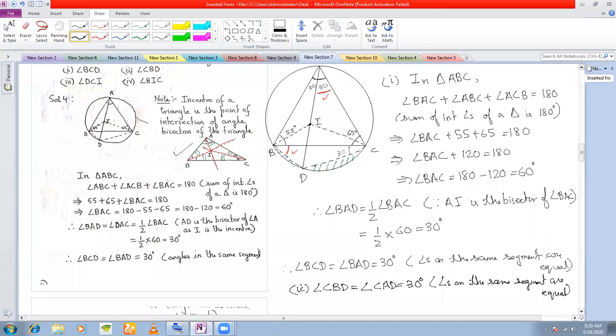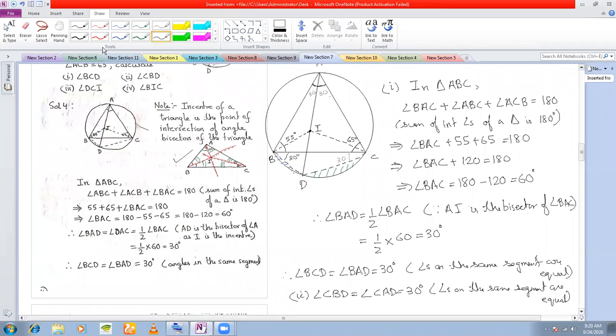Okay. Next question is angle DCI. Let me just erase this first with red marks. CBD, so this angle is 30 degree. We have found. Next angle is DCI. Which angle is DCI? Which angle do we have to find out? DCI. So this entire angle we have to find out. Angle DCI. Okay, and how do we find out this entire angle?